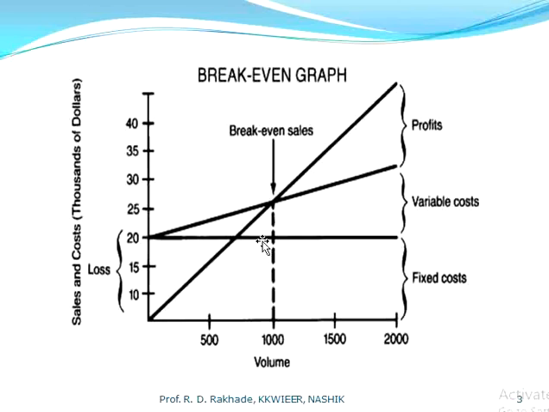Next is the variable cost line. It always starts from the fixed cost line or above it. Variable cost depends upon the production of the company. If production increases, variable cost also increases, so they are directly proportional to each other. Then the intersection of the sale line and the variable line indicates the break-even point.